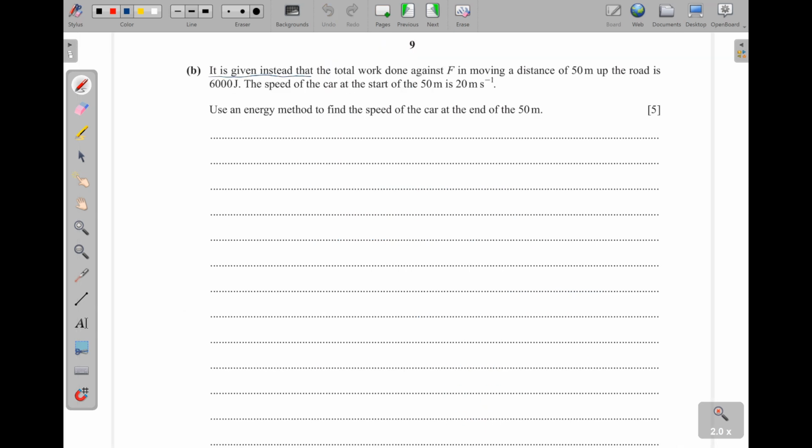Part B, it is given instead that the total work done against F in moving a distance of 50 meters up the road is 600 joules. The speed of the car at the start of the 50 meters is 20 meters per second. Use an energy method to find the speed of the car at the end of 50 meters. I'm again going to draw something small here, the diagram. So we are having these two particles at the start here, the trailer, then we have the car.